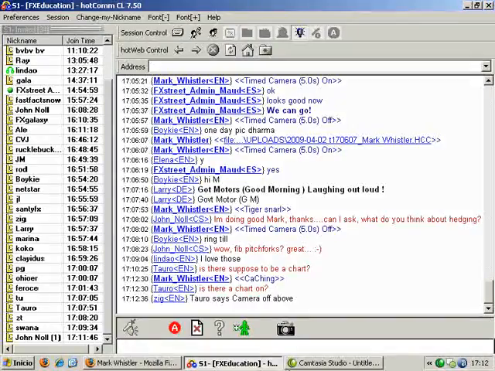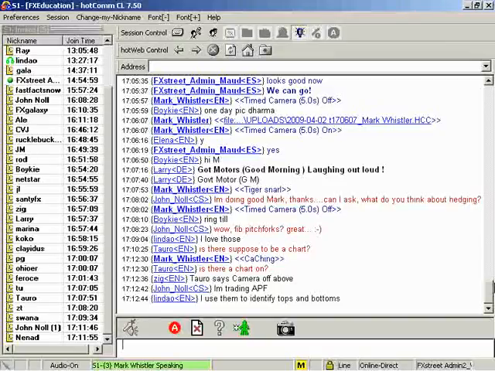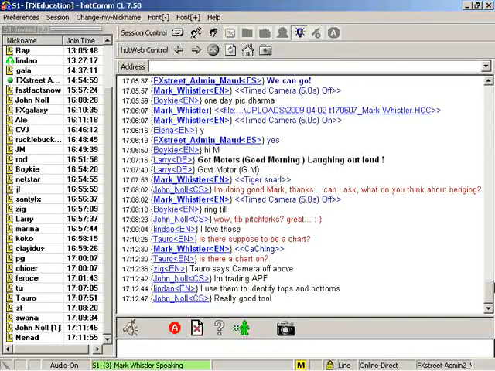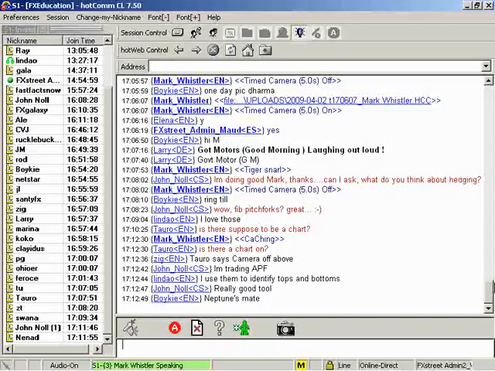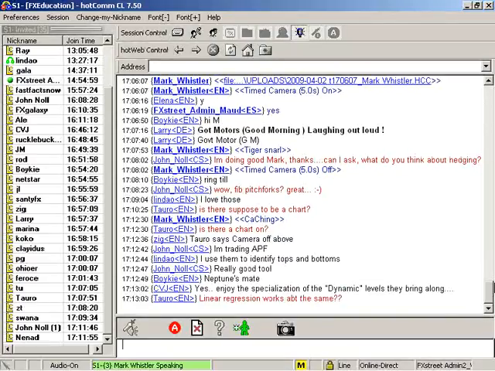I'm going to turn the chart on in just a moment, if you don't mind. Oh, okay, that's great, John. Yeah, great, Lindeo. That's what you should be able to do with them as well. You should be able to identify tops and bottoms with pitchforks. They are a really good tool, John. Dynamic levels they bring along. Great. Okay. Yep, Toro.